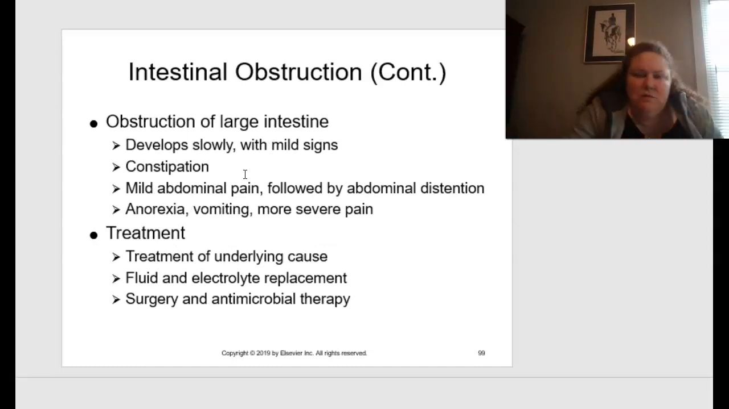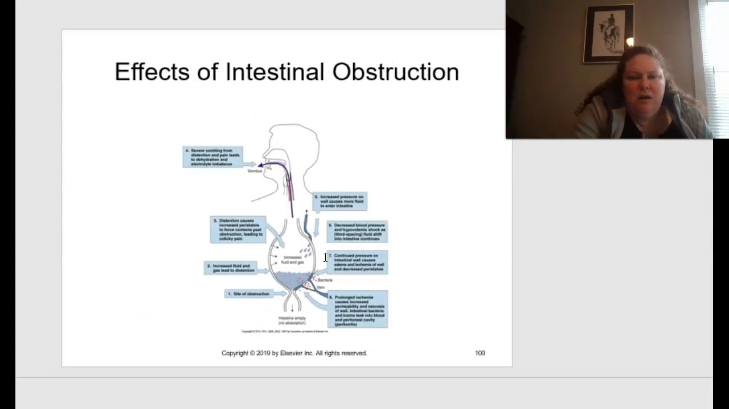The intestinal obstruction, again, of the large intestine is going to develop slowly, often with mild signs such as constipation, mild abdominal pain, followed by abdominal distension, anorexia, vomiting, and more severe pain. Treatment includes treatment of the underlying cause, fluid and electrolyte replacement, as well as surgery and antimicrobial therapy. And the final slide is the effects of intestinal obstruction. This is figure 17.42 on page 481.